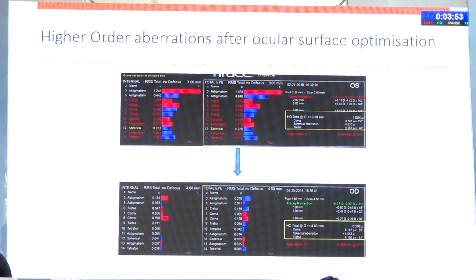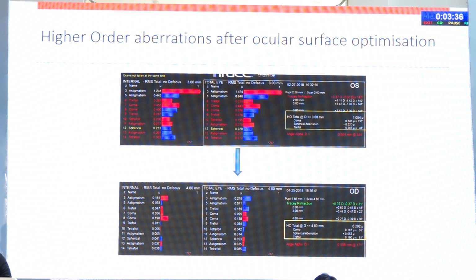This is the same patient. As you can see here, this is a breakdown of all the aberrations in the eye. She had a lot of coma, trefoil in the internal aberrations parameters, which means the corneal aberrations are very high. But after treatment of the dry eye, they have all come down.